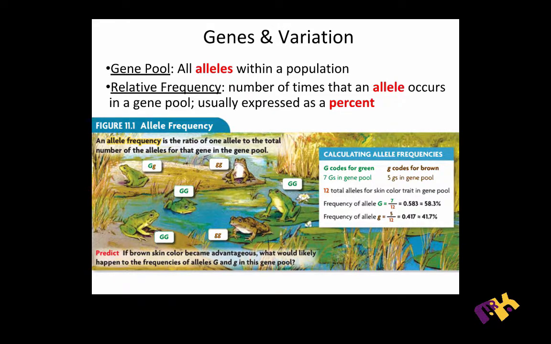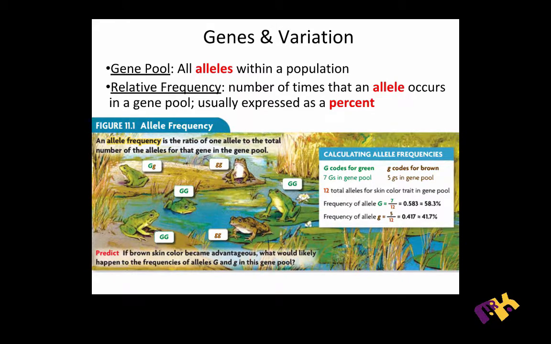If we count these up, we see that there are 7 big G's in our gene pool to 5 little g's. So that means that we have a total of 12 alleles present for skin color in this pond. The frequency of the dominant allele would be 58.3%, which is 7 divided by 12. And the frequency of the recessive allele is 5 over 12, or 41.7%. It would make up the other portion of the 100%.